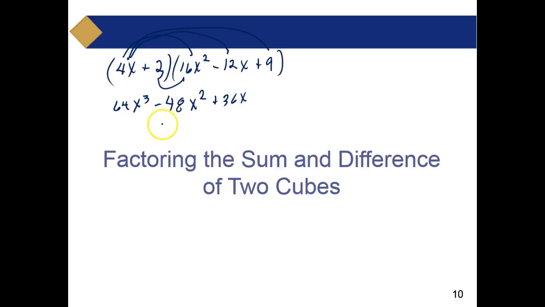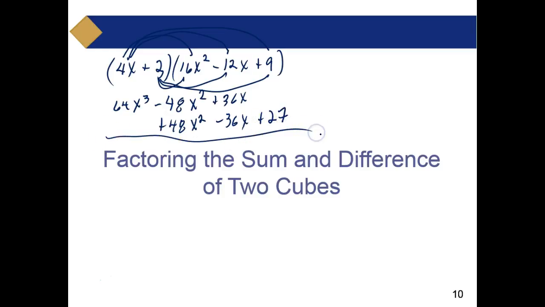And what does that give you? Plus 48x squared. First times second times the second, that gives you a negative 36x. And then second times the third is plus 27. Now I want you to add those two things together. I've set them up so it makes it pretty easy. What do you get?